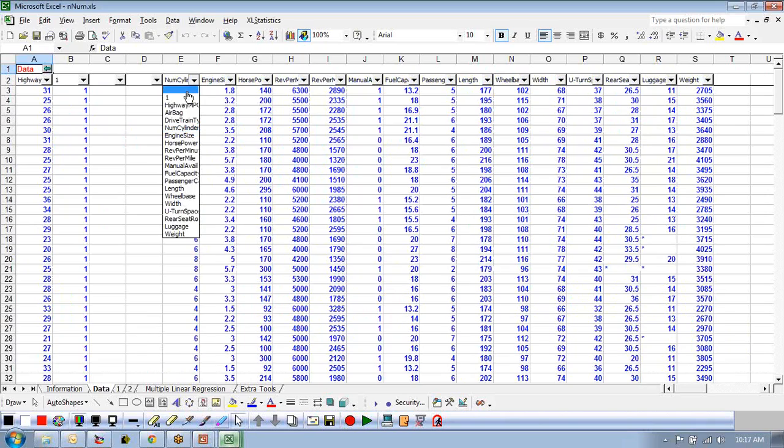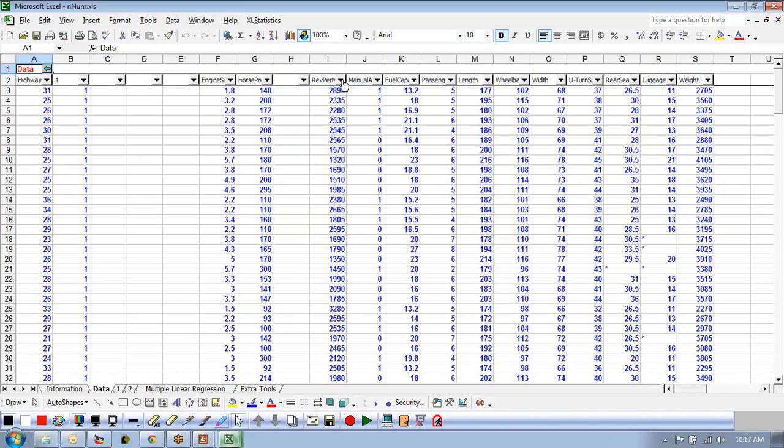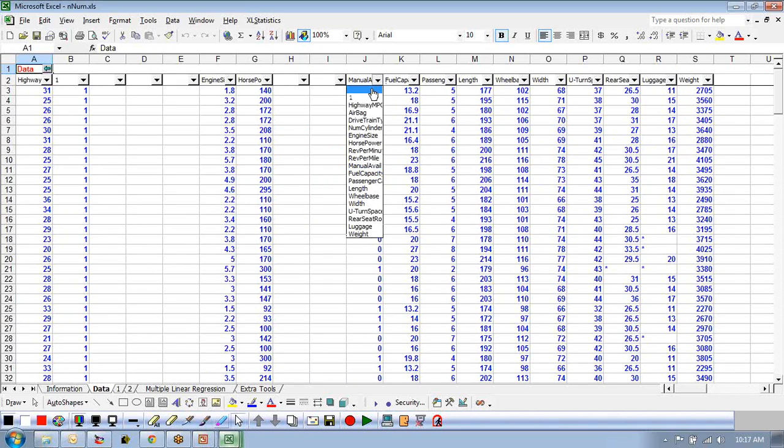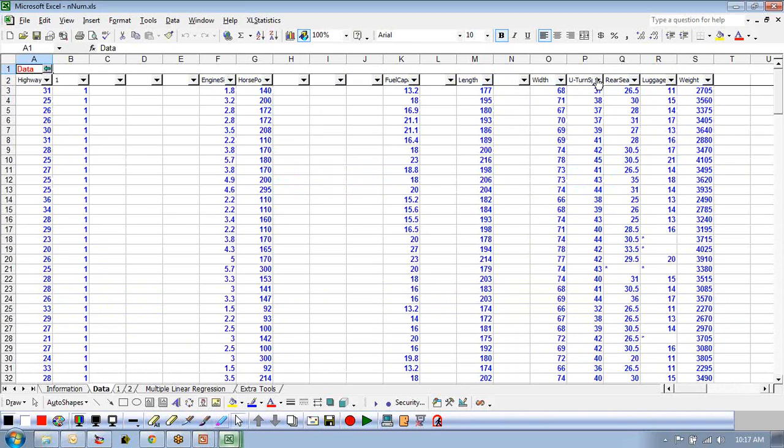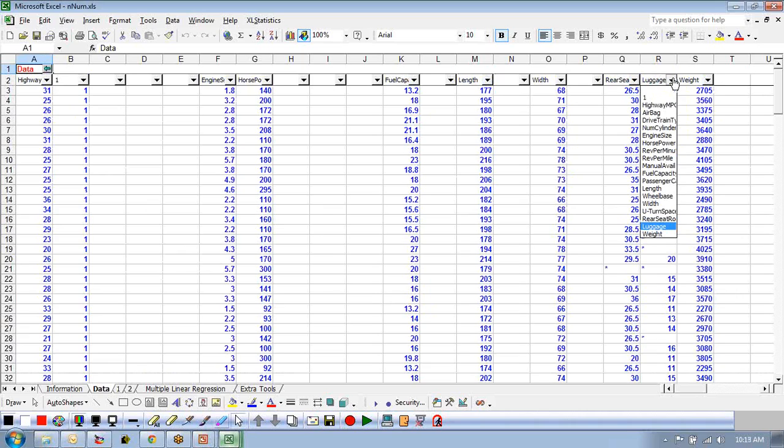Drivetrain was a no. Number of cylinders was no. Size, we're going to keep that in. Horsepower, yes. Revolutions per minute, no. I guess there's two of them. Manual or non-manual, I'm going to leave that in. Fuel capacity, yes. Passenger size, no. Length, yes. Wheelbase, no. Width, yes. U-turn space, no. Rear seat room, yes. Luggage, no. And weight. So there it is right there.